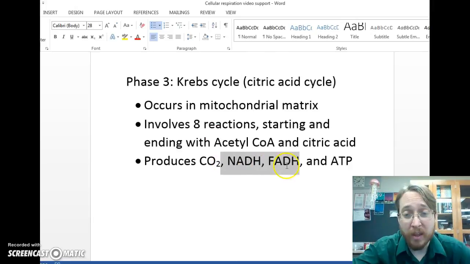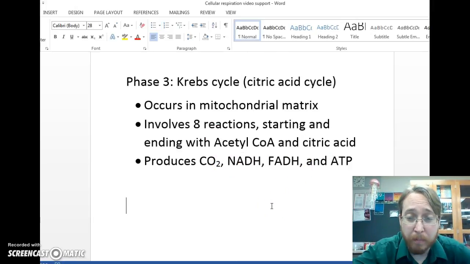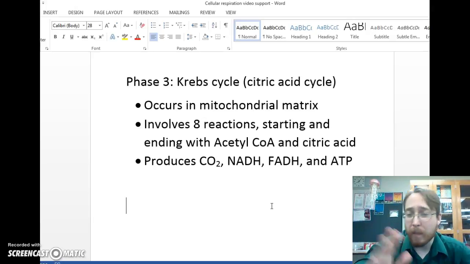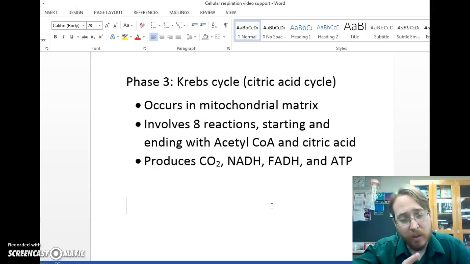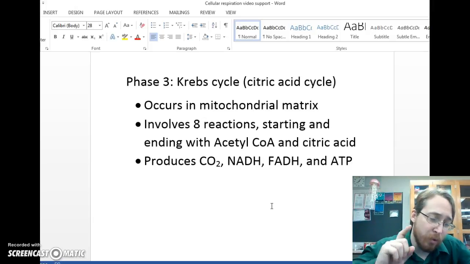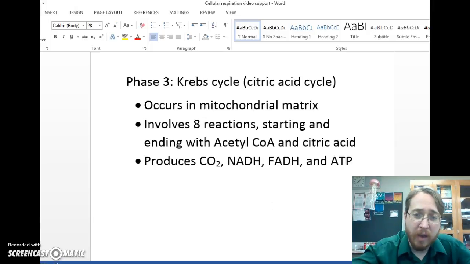It's really for making these guys, these electron carriers, and it makes more electron carriers than any other step. We'll go into the numbers a little bit later, but the big picture: in the mitochondrial matrix, many reactions start and end with acetyl-CoA and the citric acid cycle, and it produces carbon dioxide, NADH, FADH, and ATP.